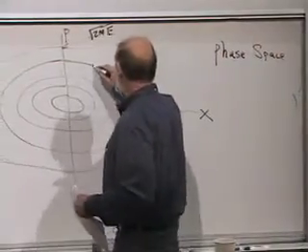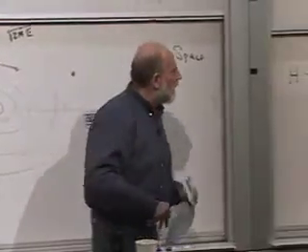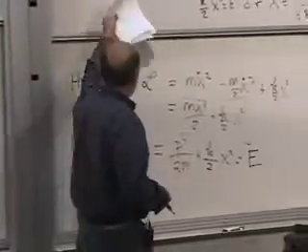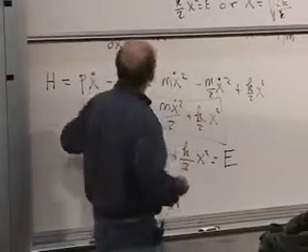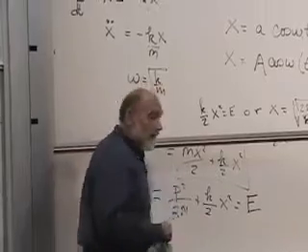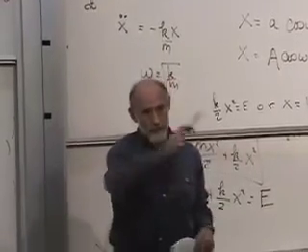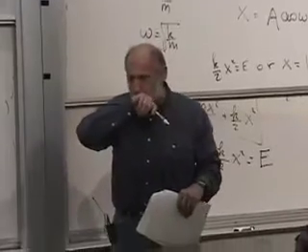Now, how long does it take for the phase point to go all the way around? That depends on the frequency of the oscillator, omega. The larger omega, the shorter the amount of time for it to go all the way around.